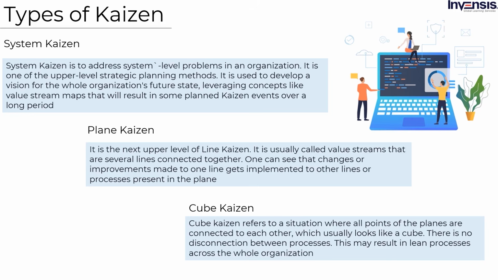Cube Kaizen refers to a situation where all points of the planes are connected to each other, which usually looks like a cube. There is no disconnection between processes. This may result in lean processes across the whole organization. Improvements are made across every part of the organization, starting from up and down streams, including the entire organization and suppliers. This might require some changes in the standard business processes as well.